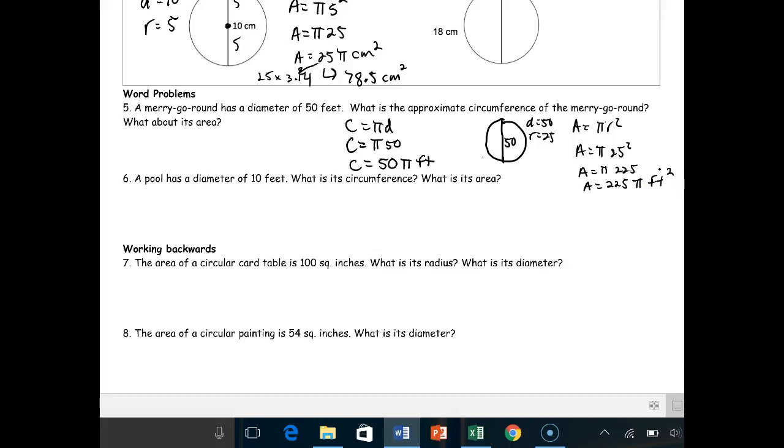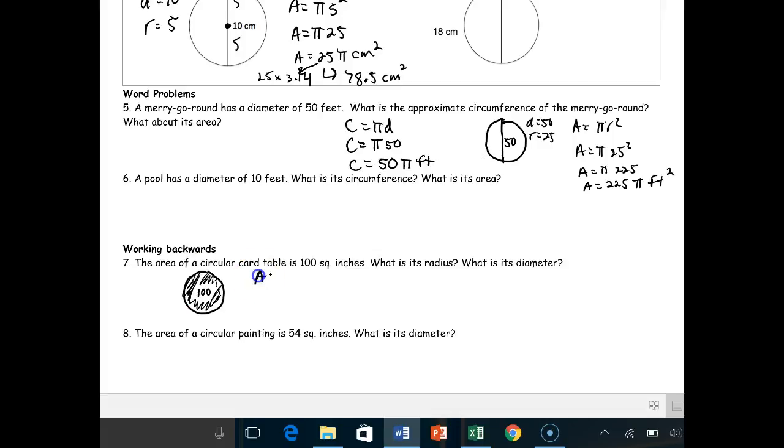So you're responsible for number 6. The area of a circular card table is 100 square inches. What is its radius? What is its diameter? Aha! So we're going to do something a little bit different. They're going to say that we have an area, so all the space inside here is 100 square inches. Tell me the radius and diameter.